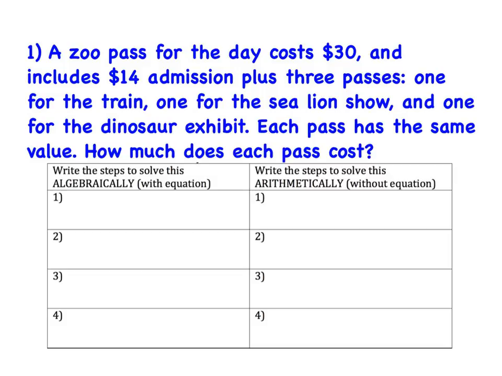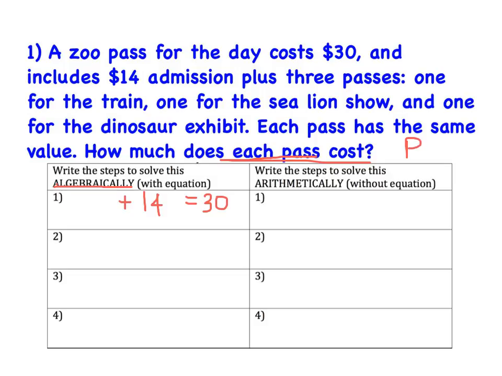So the first thing we're going to do is solve this algebraically. That's using algebra. This is going to be our standard equation-based solution method. So the first thing you want to do is write an equation. Now I know the total is going to be $30, and then I know that my constant amount is that $14. The reason for that is because my variable is going to be how much each pass costs.